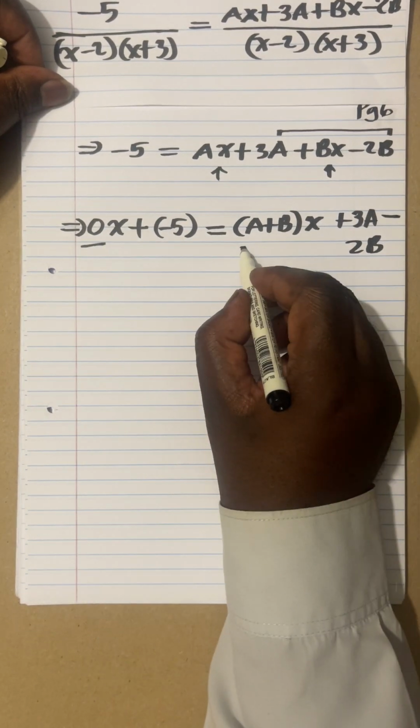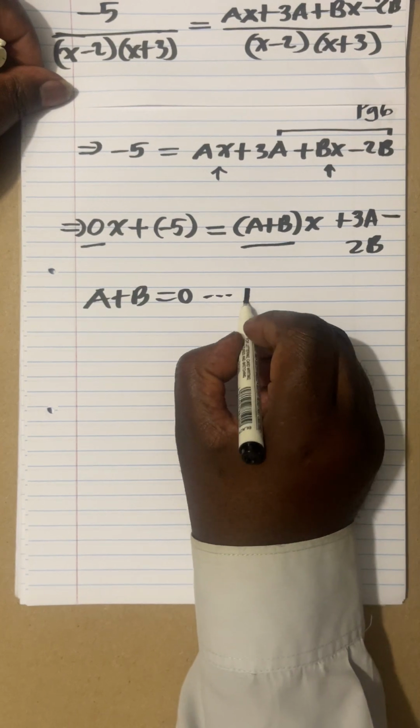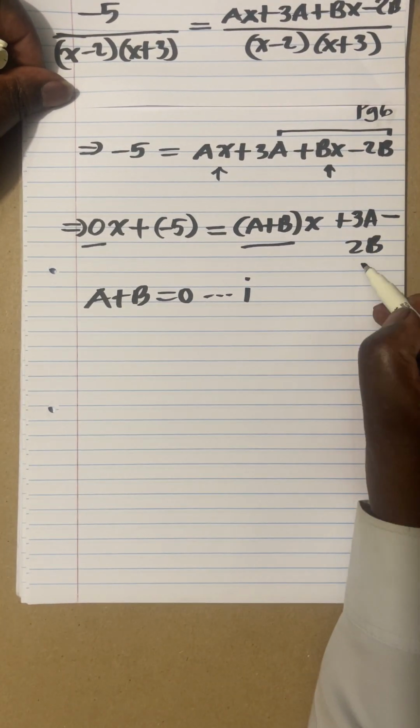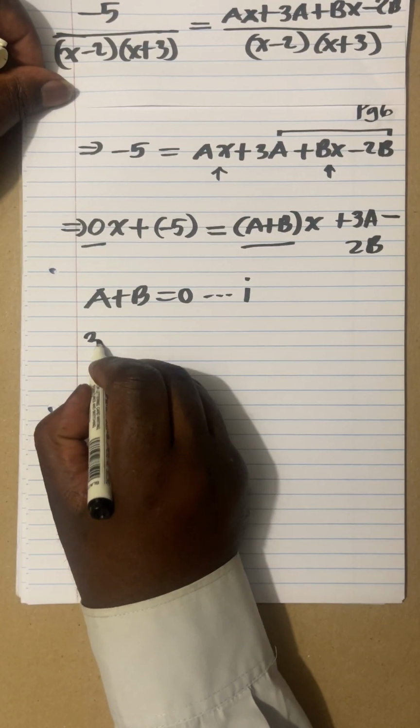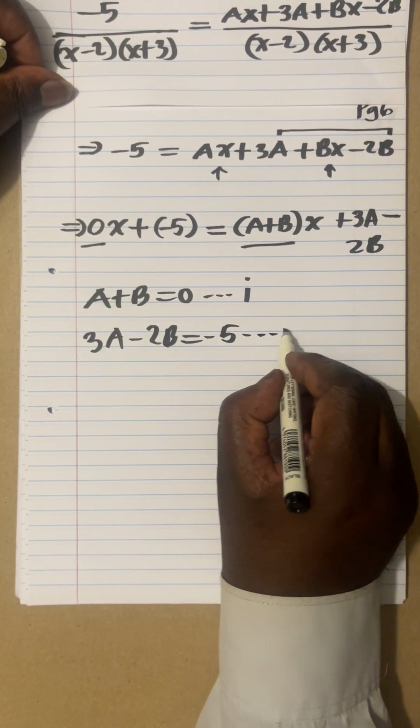So 0 is equal to that. So a plus b equals 0. That's equation number 1. And then I'm going to say 3a minus 2b equals minus 5. 3a minus 2b equals minus 5, equation number 2.